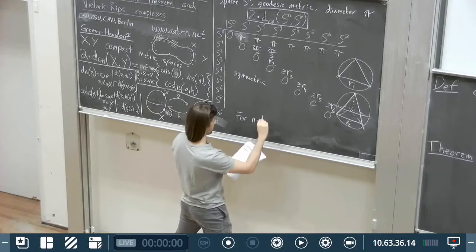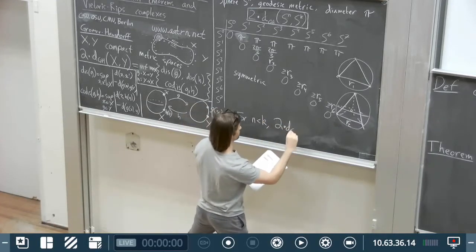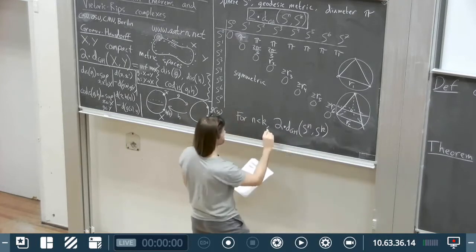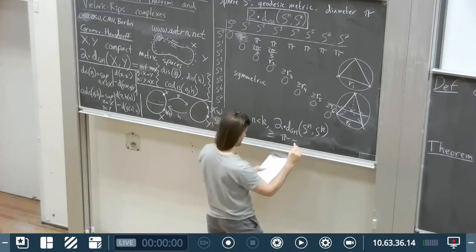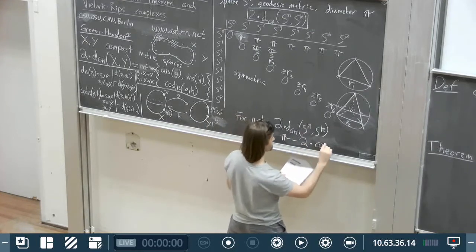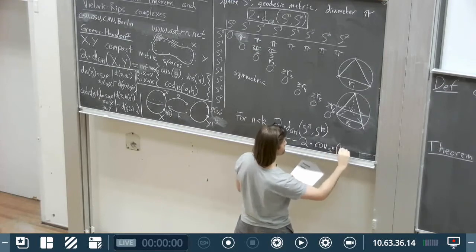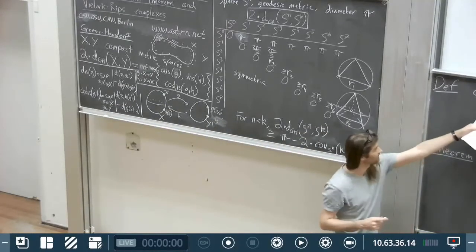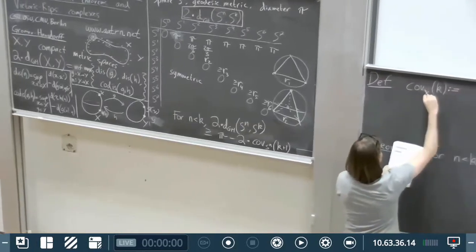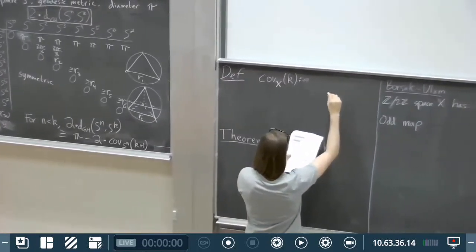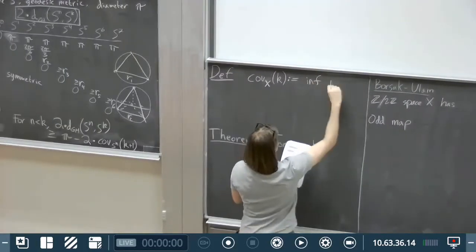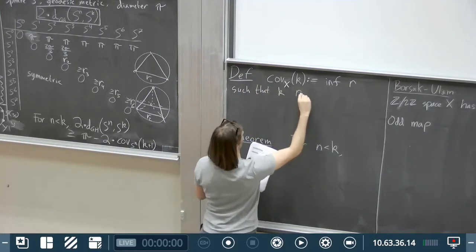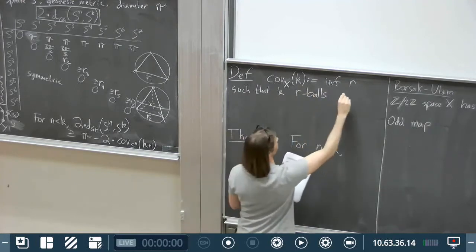For n less than k, twice the Gromov-Hausdorff distance between the n sphere and the k sphere is at least as large as pi minus twice this covering number of the n sphere by k plus 1 balls. So let me define the covering number of a metric space. The kth covering number of a metric space X is the infimum R such that k balls of radius R cover it.